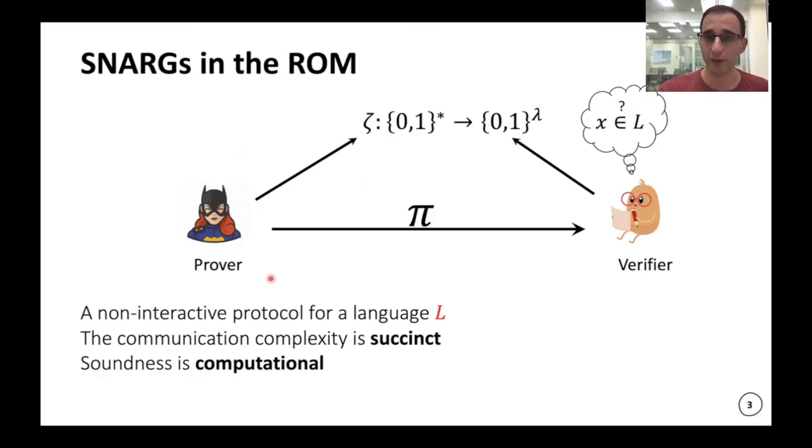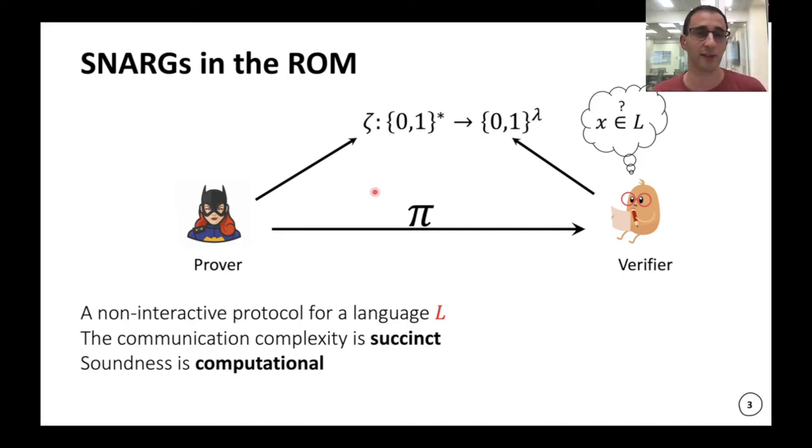So this is a proof system. We have a prover, we have a verifier, we have some language, and we have this verifier that is wondering if this instance X is in the language. The proof is non-interactive, so we have a single message, proof pi, that the prover sends, and the verifier reads pi and decides whether to accept or reject. The communication complexity is going to be succinct. In particular, the size of this proof pi is going to be much smaller than the size of the witness of this NP language.